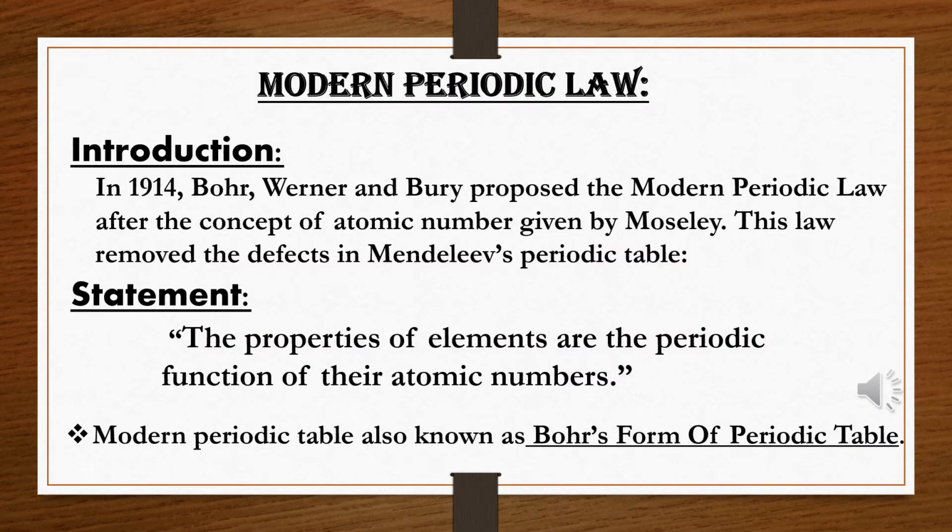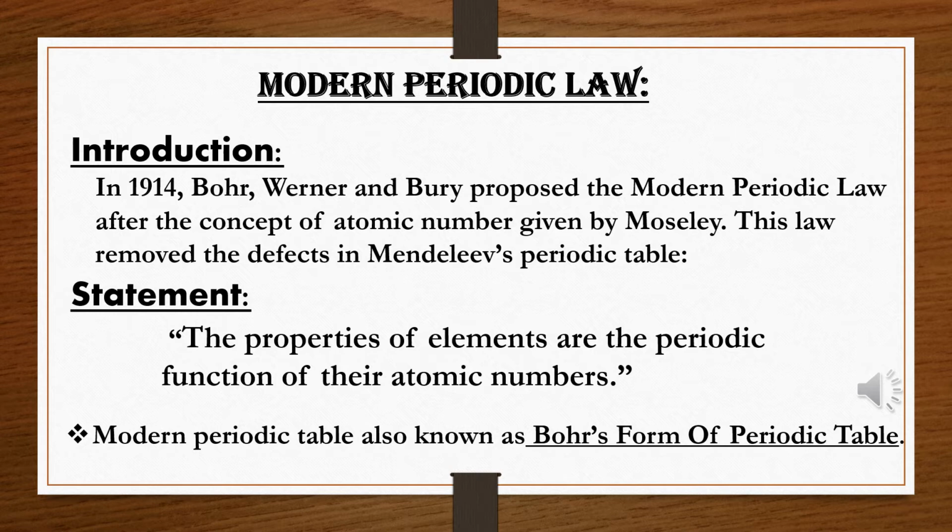In 1914, Bohr, Werner and Bury proposed the modern periodic law after the concept of atomic number given by Moseley. This law removed the defects in Mendeleev's periodic table. Now, what is the modern periodic law? This law states that the properties of elements are the periodic function of their atomic numbers, and we have already discussed what periodic functions are.